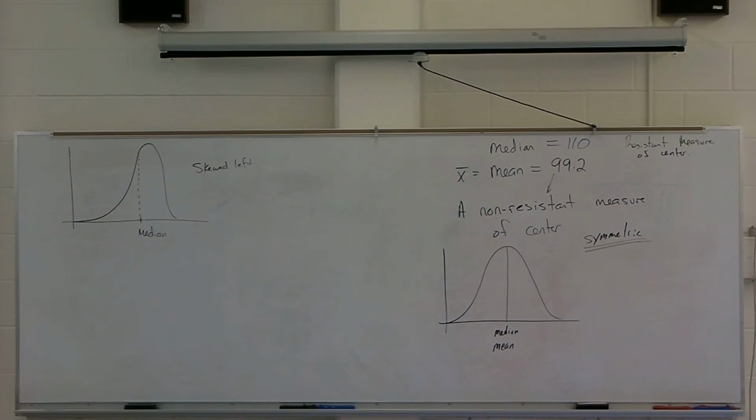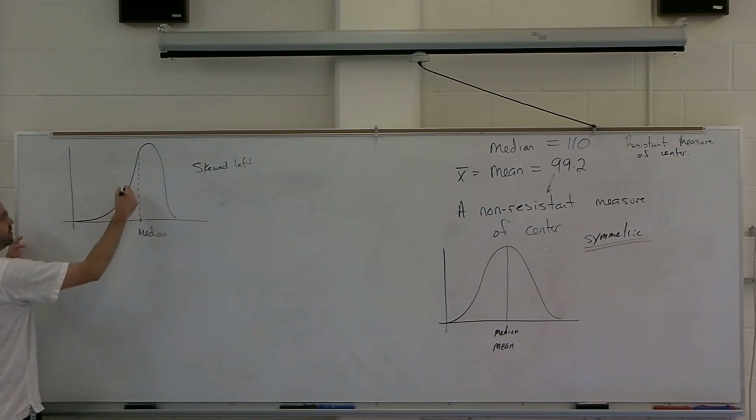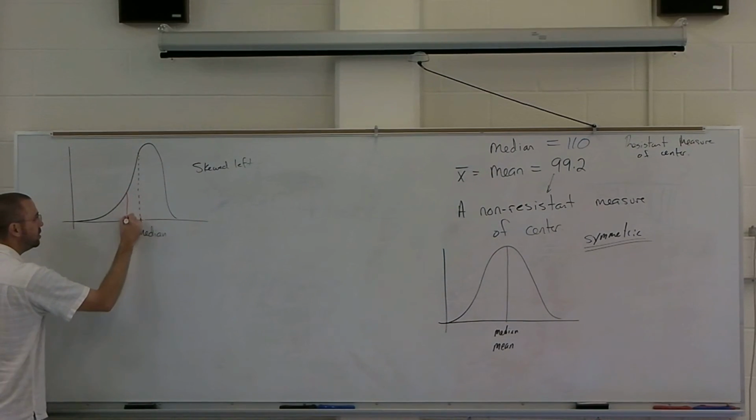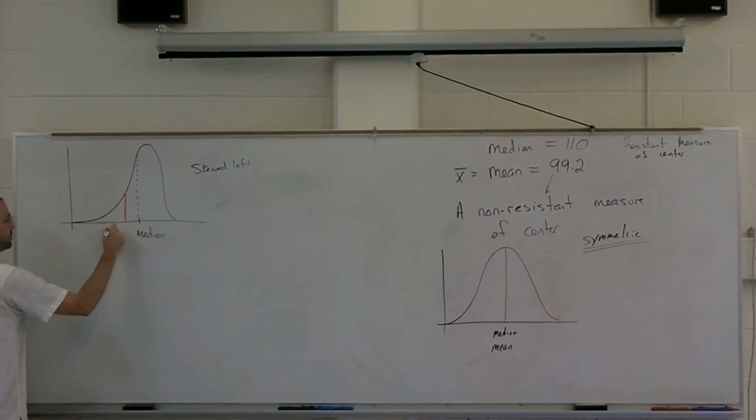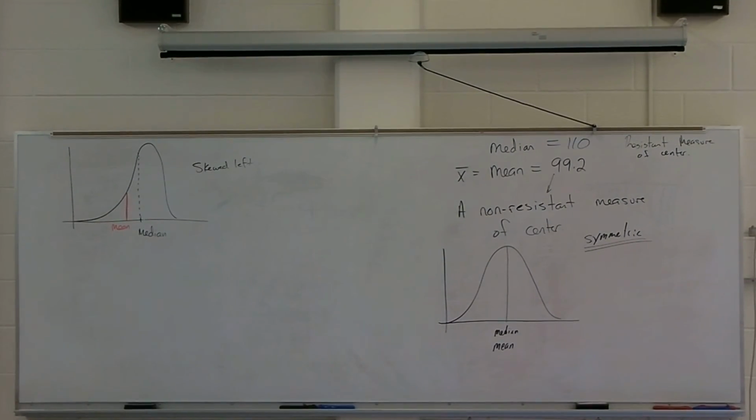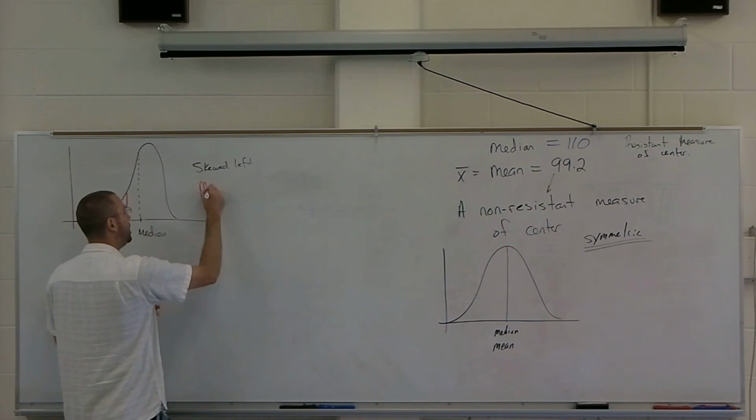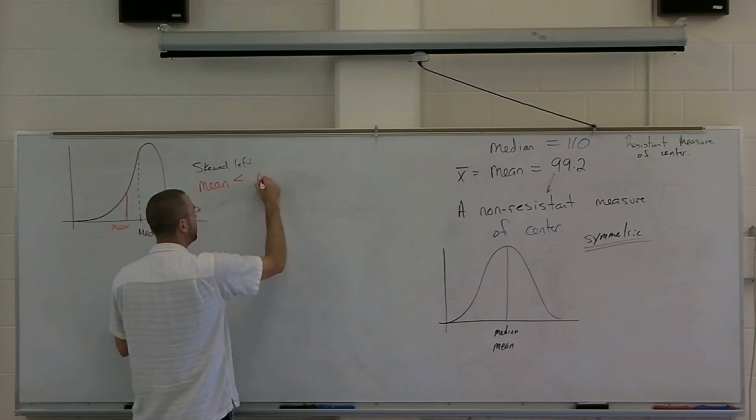All right, now let's think about the mean. Remember, the mean is this non-resistant measure of center. If we have a bunch of really, really small values, what's going to happen to the mean? It's going to get really, really small as well. It's going to tend towards those very, very small values. So when we're working with skewed left data, our mean is going to occur to the left of our median, pulled in the same direction as the tail. So for skewed left data, what we almost always find is that our mean is going to be less than our median.